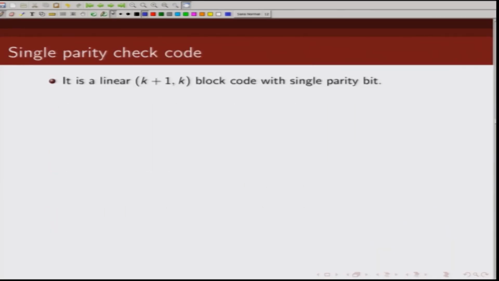Let us look at another example of a linear block code. This is the single parity check code. As the name suggests, we are adding one single parity check bit. So, the information sequence length is k and n here is given by k plus 1. And how do we generate this single parity check bit?